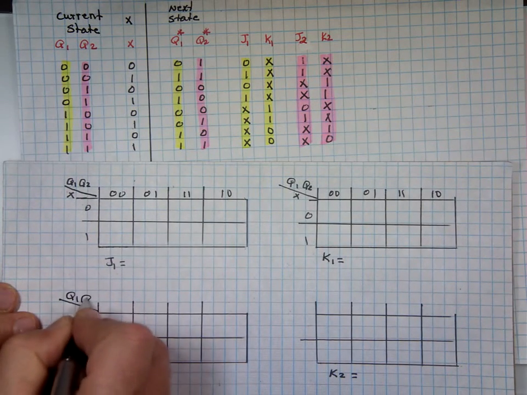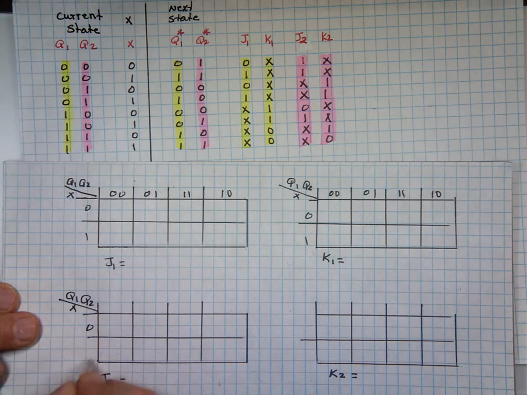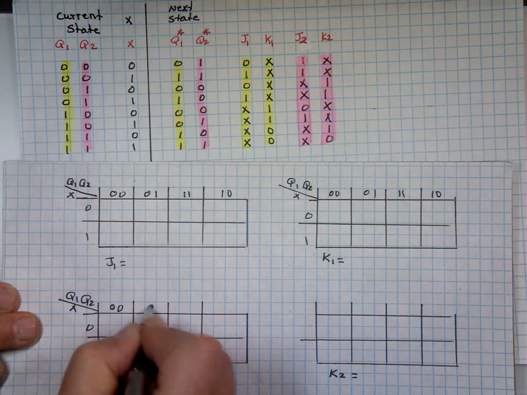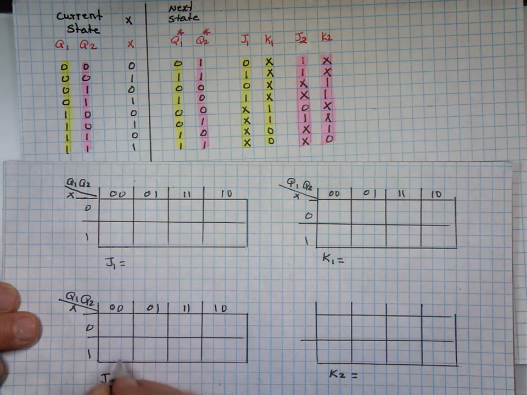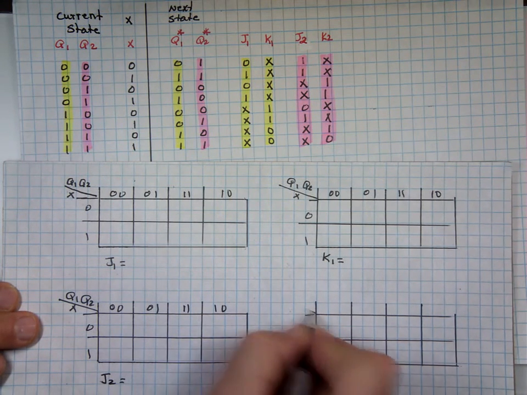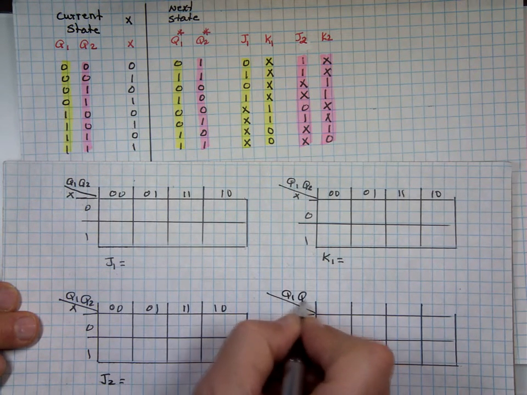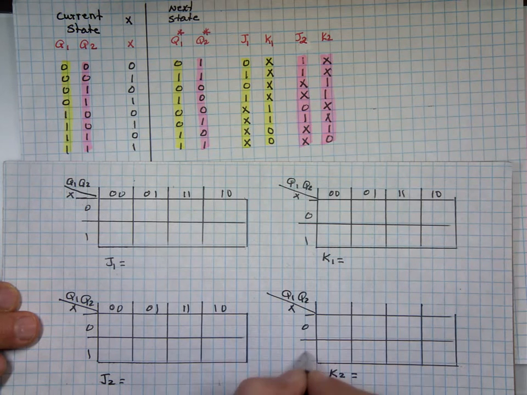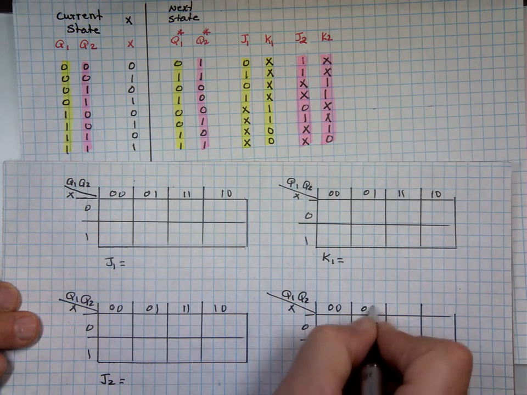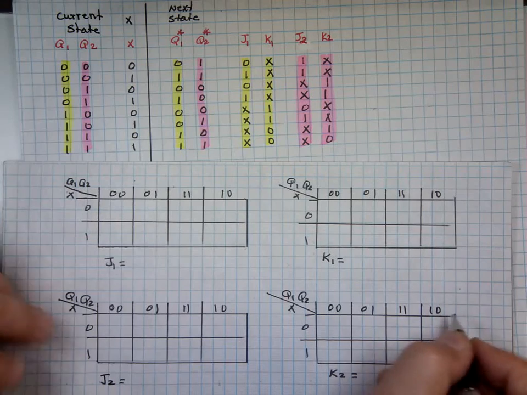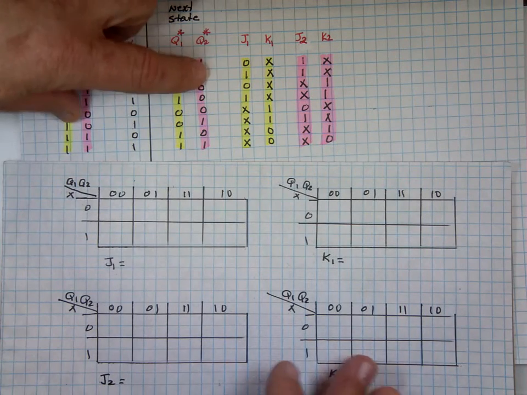Q1, Q2, X. Q1, Q2, X. And now let's look at J1. Here we go.